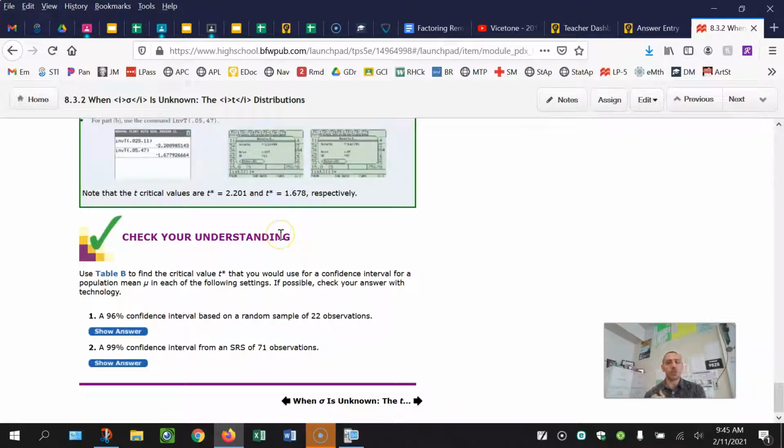So check your understanding. At this point, why don't you pause the video, try to do this on your calculator, and then come back and watch me go through it.